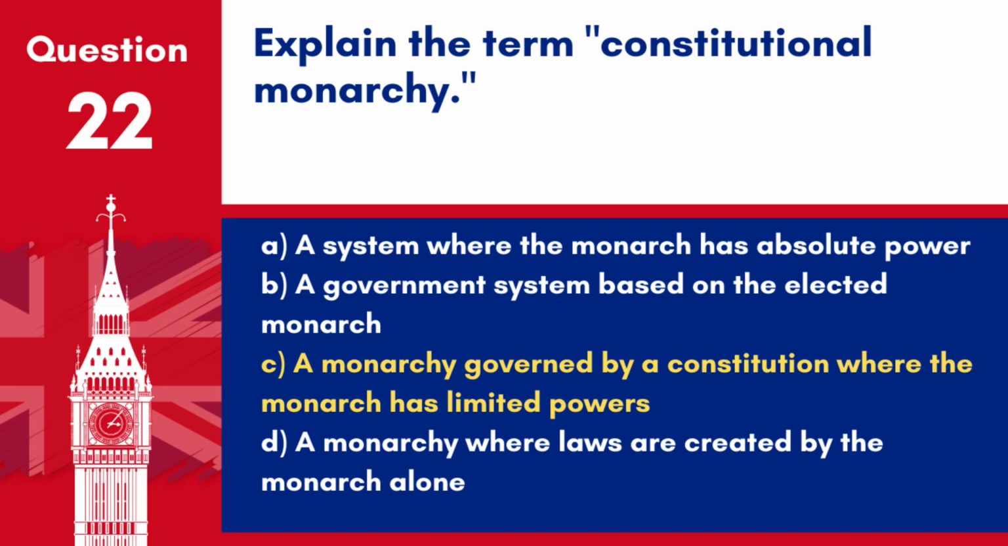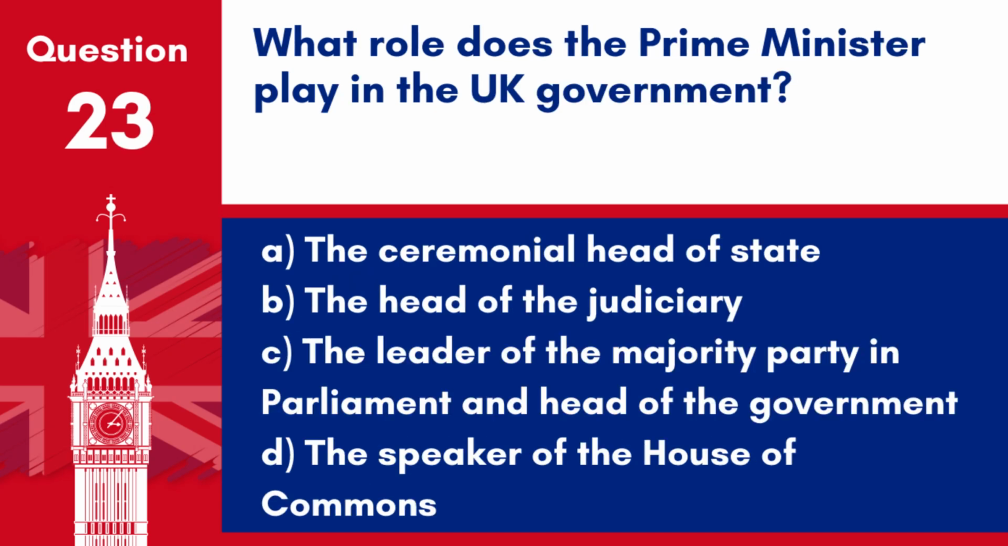The UK is a constitutional monarchy, meaning the monarch has limited powers and acts on the advice of the Prime Minister and the Cabinet.